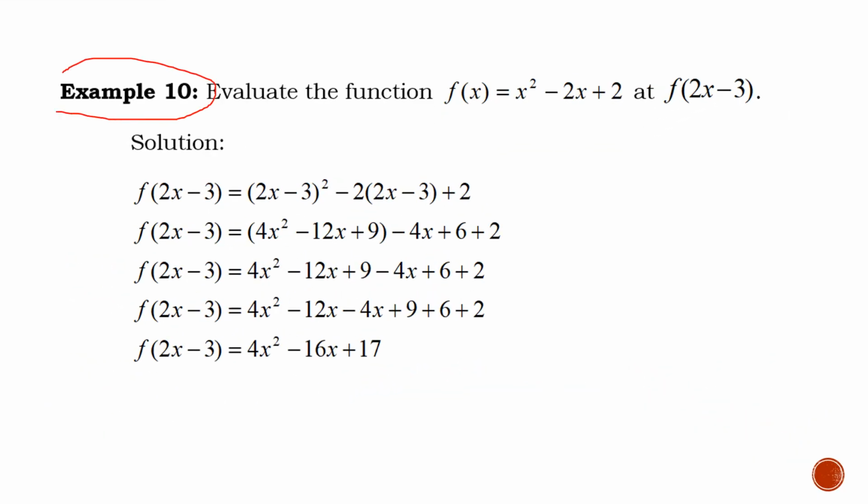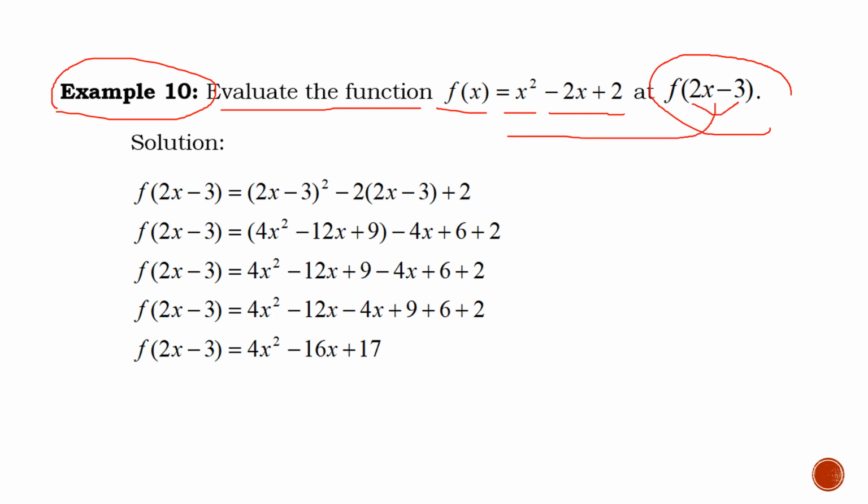So for example number 10, it's the same process. We need to evaluate the function f of x is equal to x squared minus 2x plus 2 at f of 2x minus 3. So we just simply substitute this 2x minus 3 to your x variable. That's why it's 2x minus 3 squared from this one. So we copy your negative 2 here, then we substitute 2x minus 3 to your x in your given function. Then we copy your 2 here as your constant.